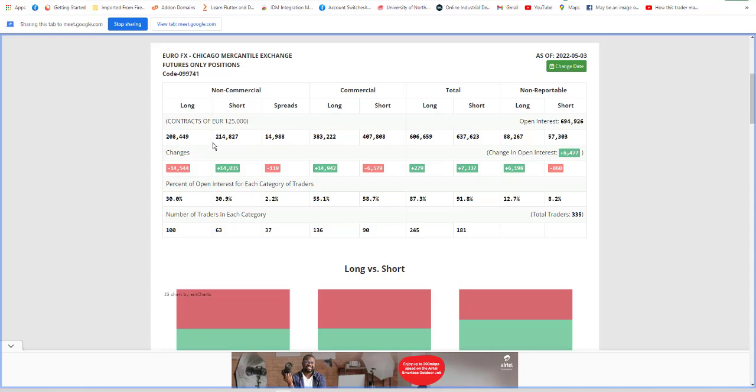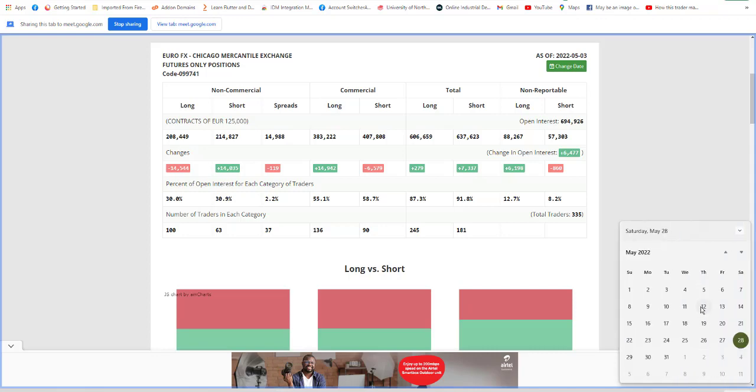So what we are going to do now is look at that date. The date here is 3rd. That 3rd should be a Tuesday. The Friday of that Tuesday is 6th. And the Monday after that 6th is 9th. So we are going to go to our Euro USD chart and check what happened to Euro USD starting from the week that began on 9th. Let's do that real quick.